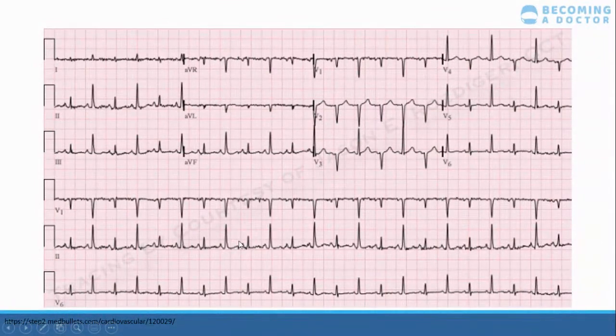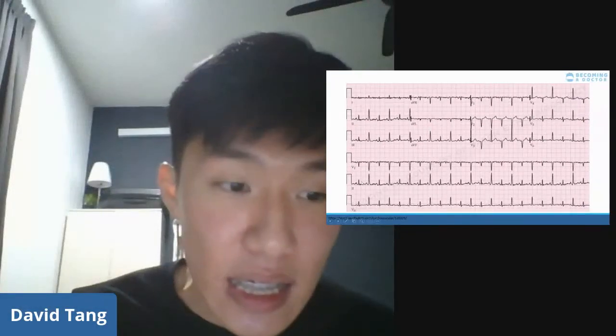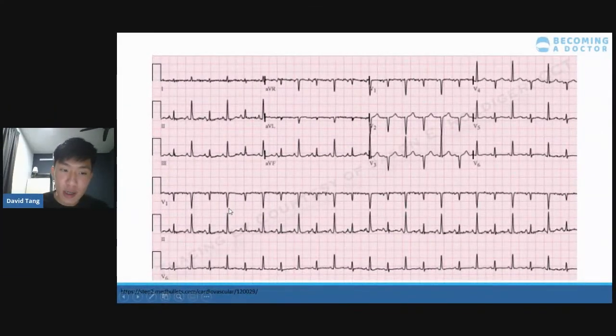Basically, just to quench your thirst in terms of what this ECG is about, you can see alternating tall and short QRS complexes. And in front of each short QRS complex, you also get a P wave. And hence, this is not a flutter. What this is actually is a massive pericardial effusion.